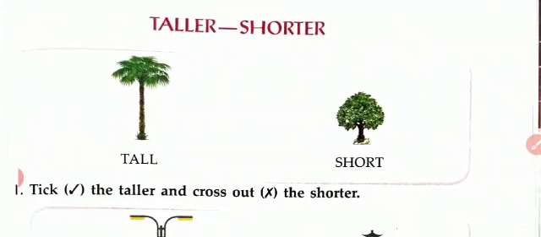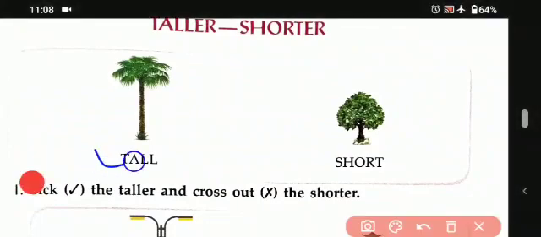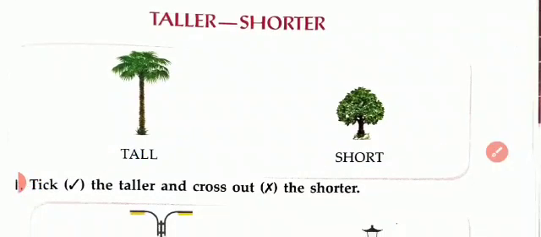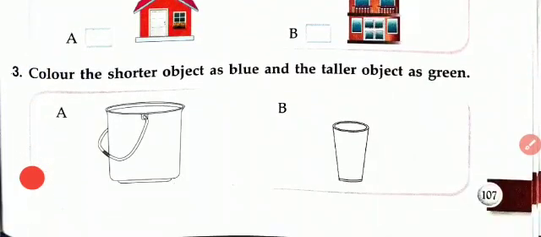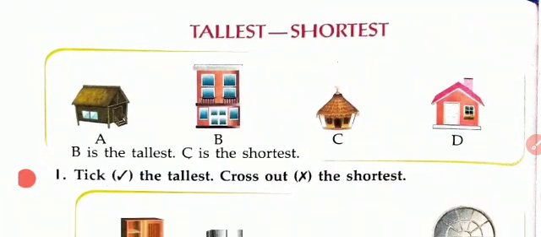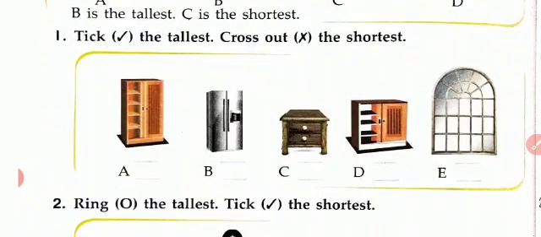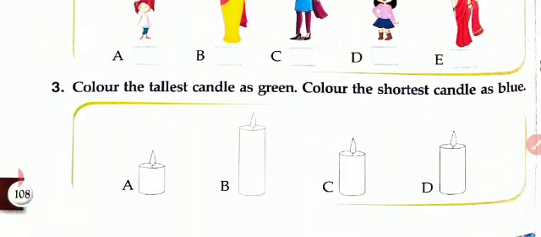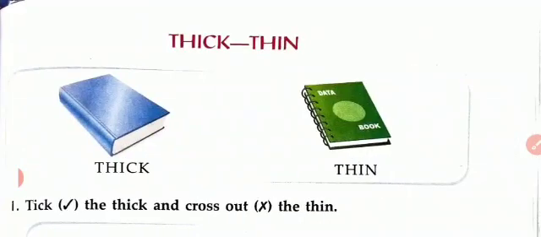Now the taller and the shorter. So there is a tree which is the taller one, and this is the shorter one, and we have done this exercise. And same as it is, which is the tallest and the shortest one, we have to find these differences. So now we will do another part of this chapter.